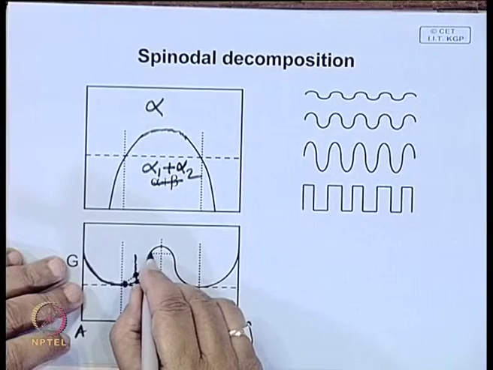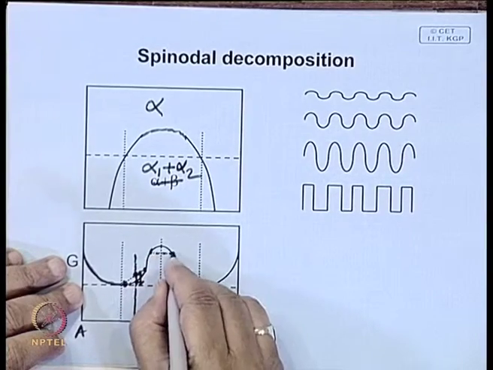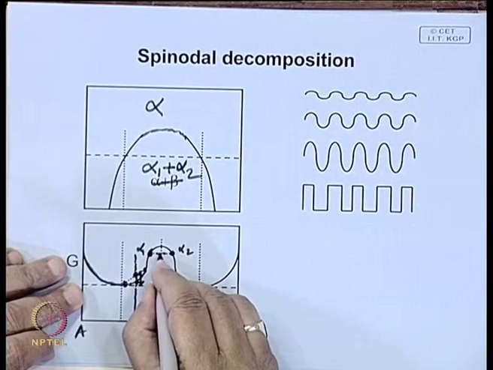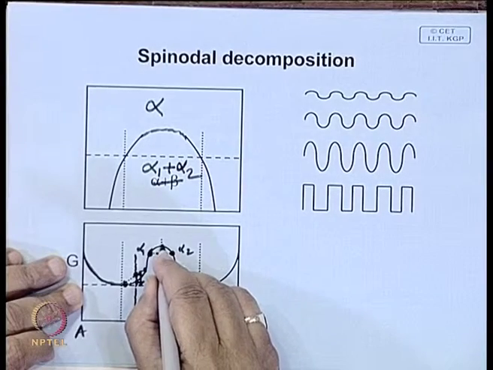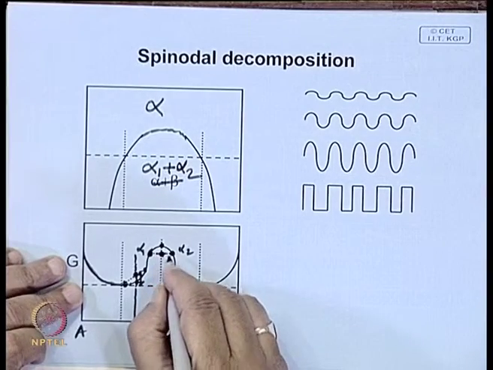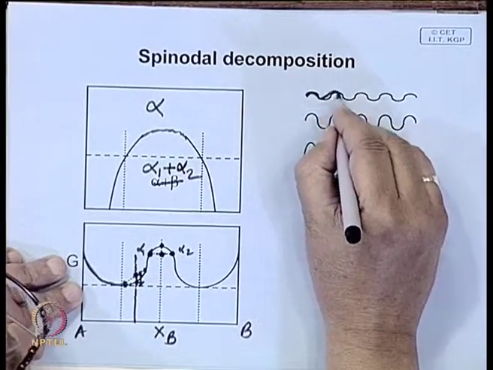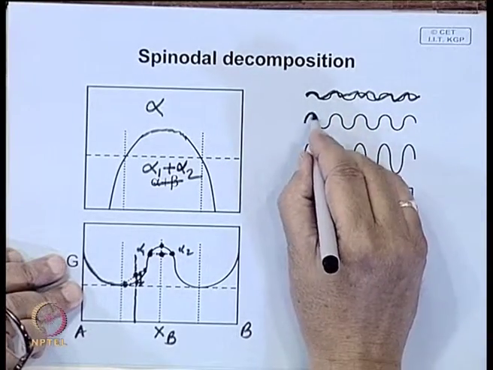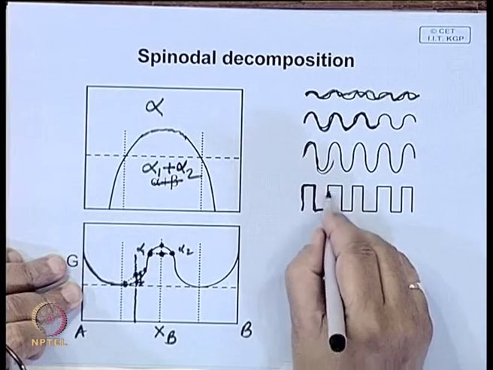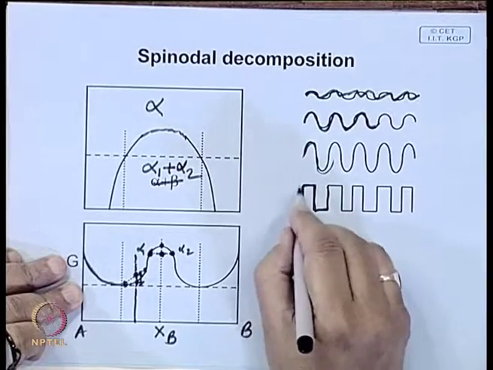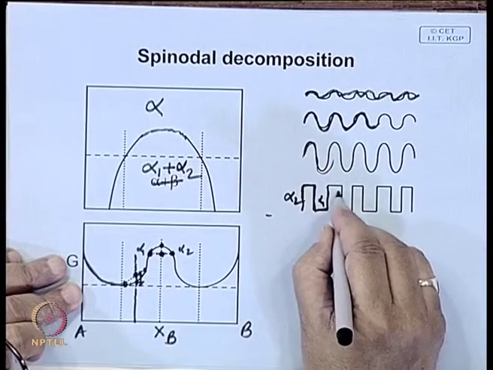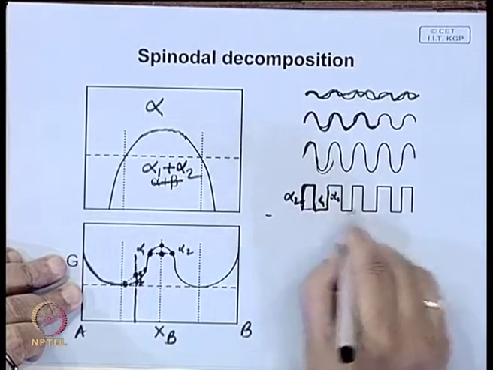Whereas, if you look at somewhere here, if there is a small fluctuation, so this is alpha 1, this is alpha 2, and the free energy of the mixture is this, free energy of the solid solution is this. So, that means here this fluctuation will be stable and it will grow. Say this fluctuation is there, this is trying to grow like this, it has grown and finally, it has formed this precipitate. So, this is alpha 2, this is alpha 1, this composition, this is alpha 2, this area.